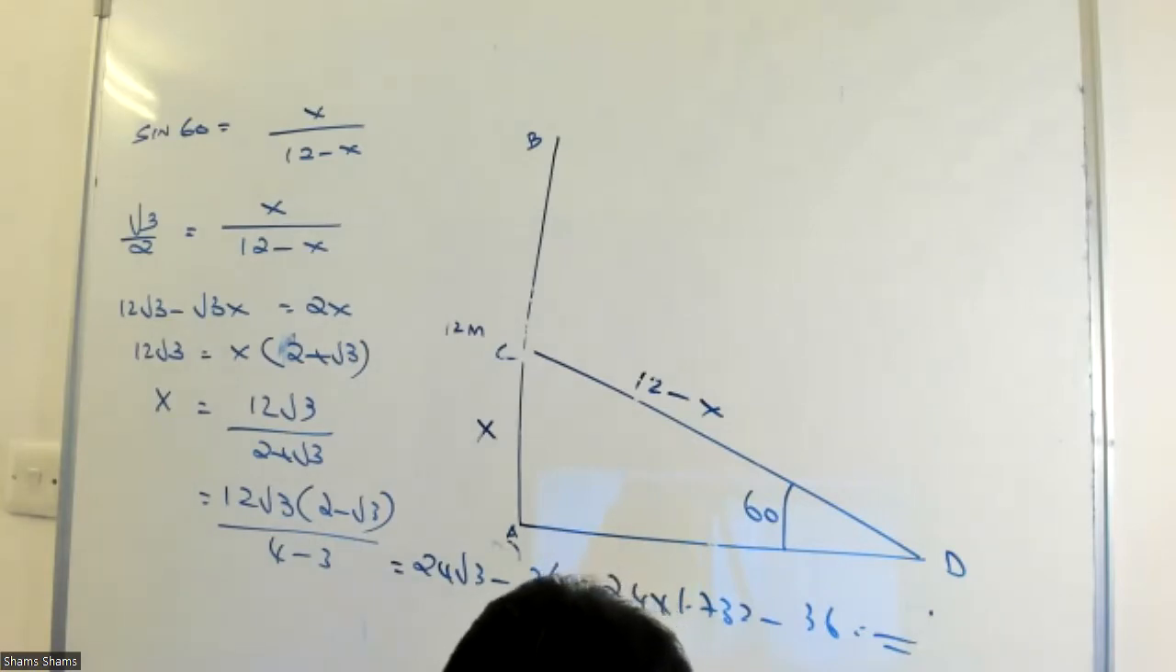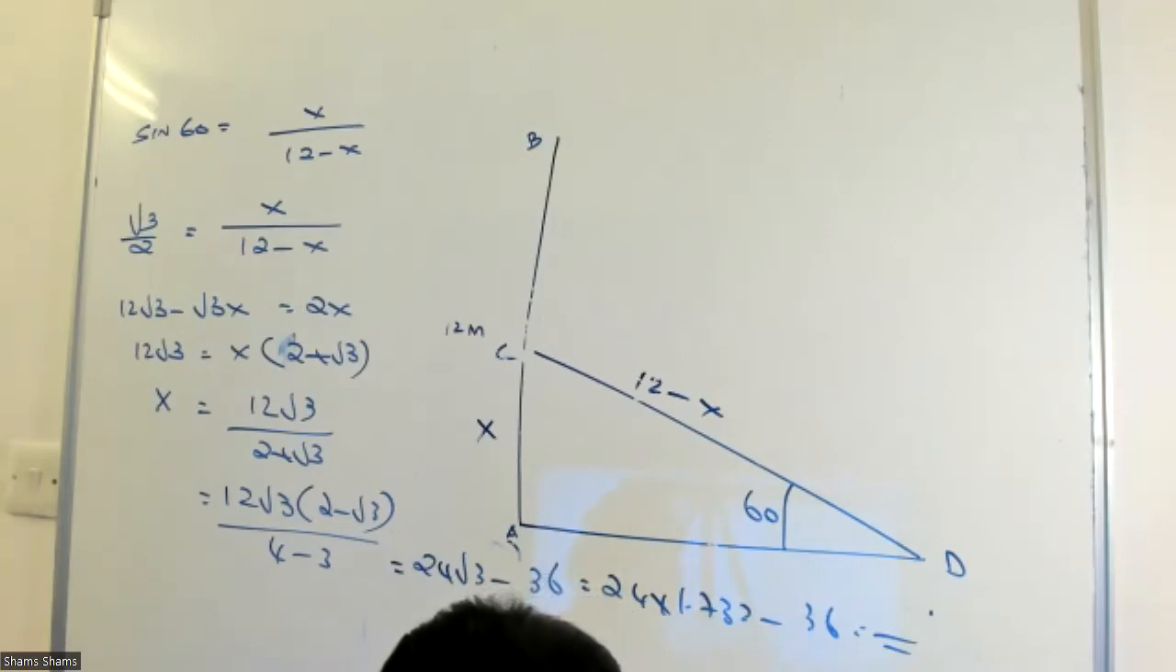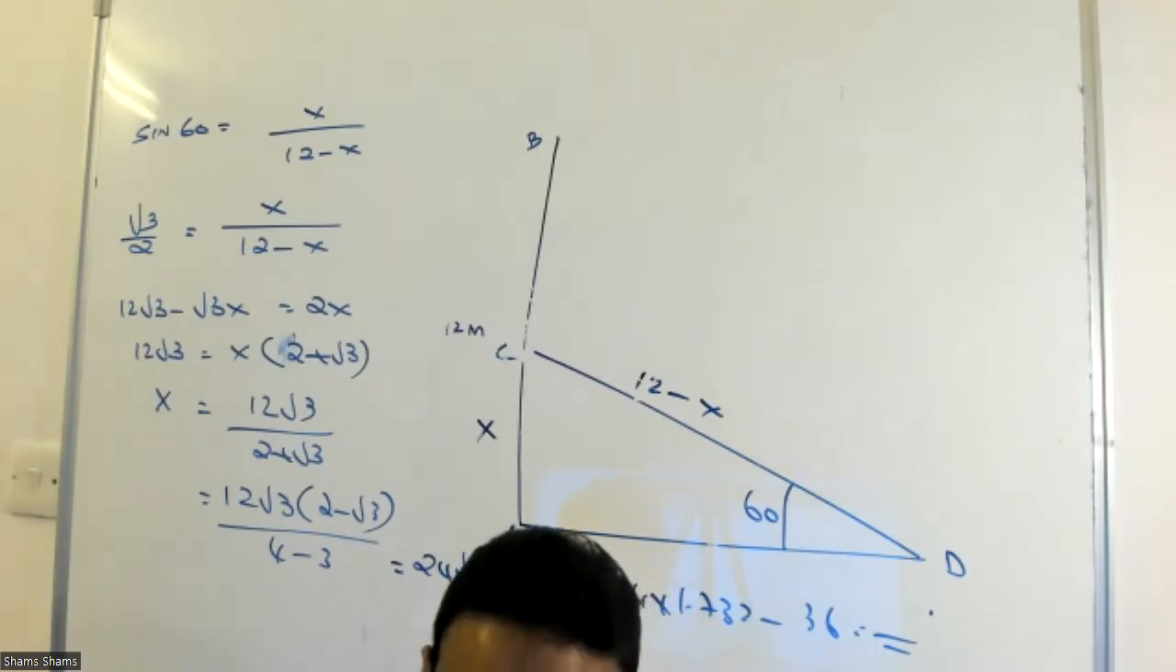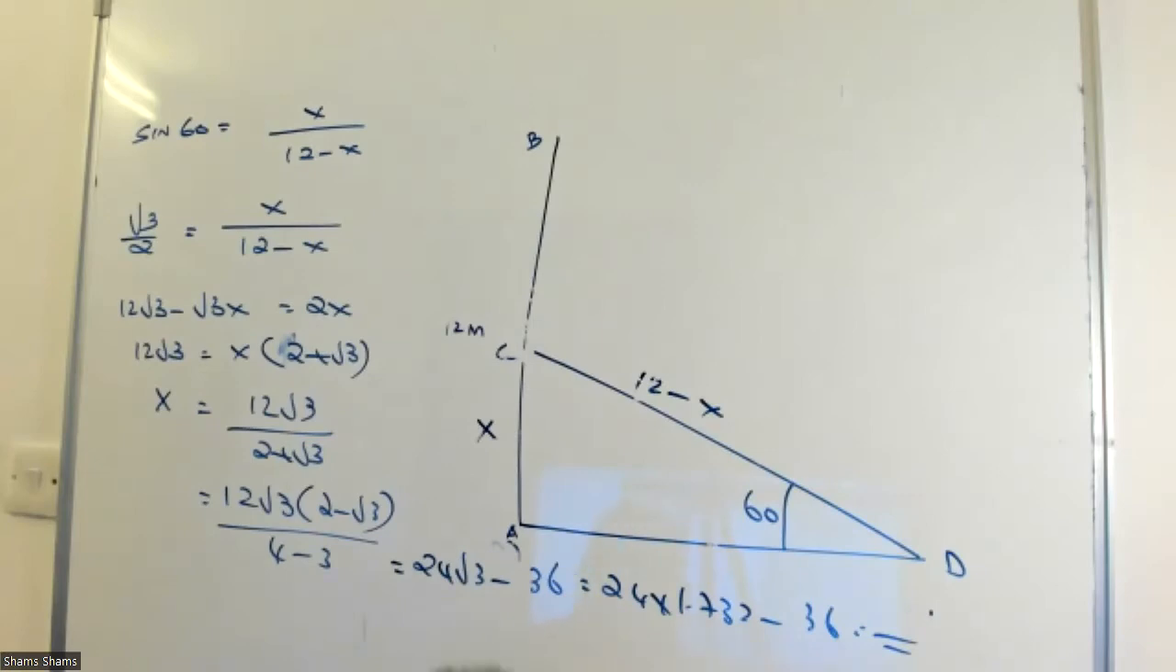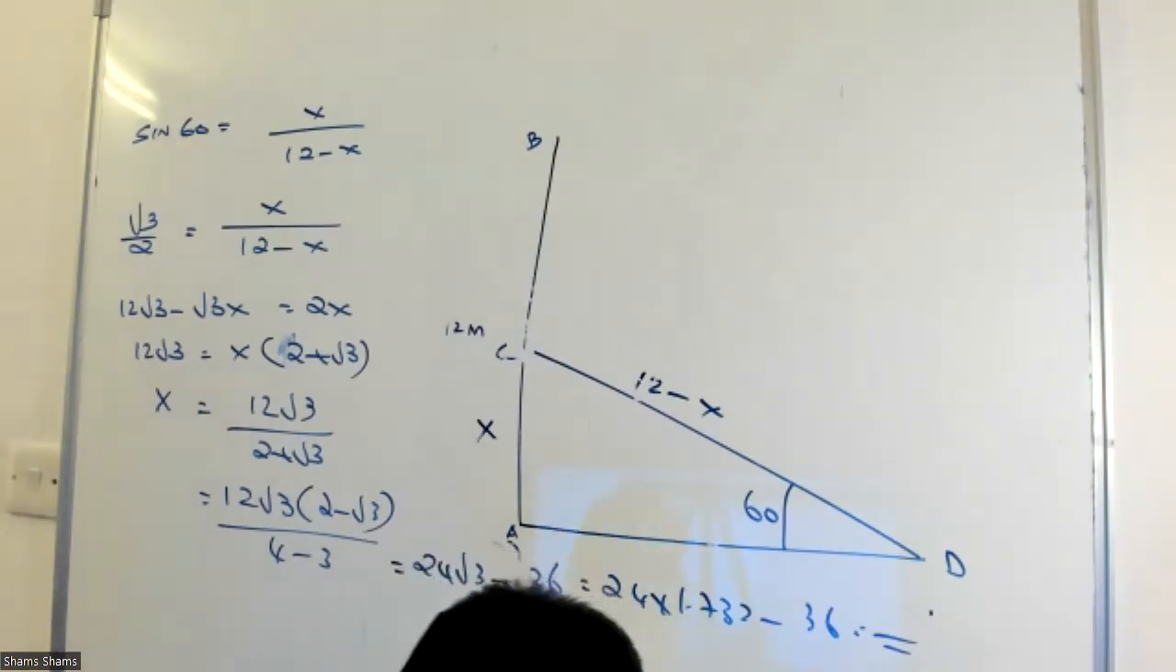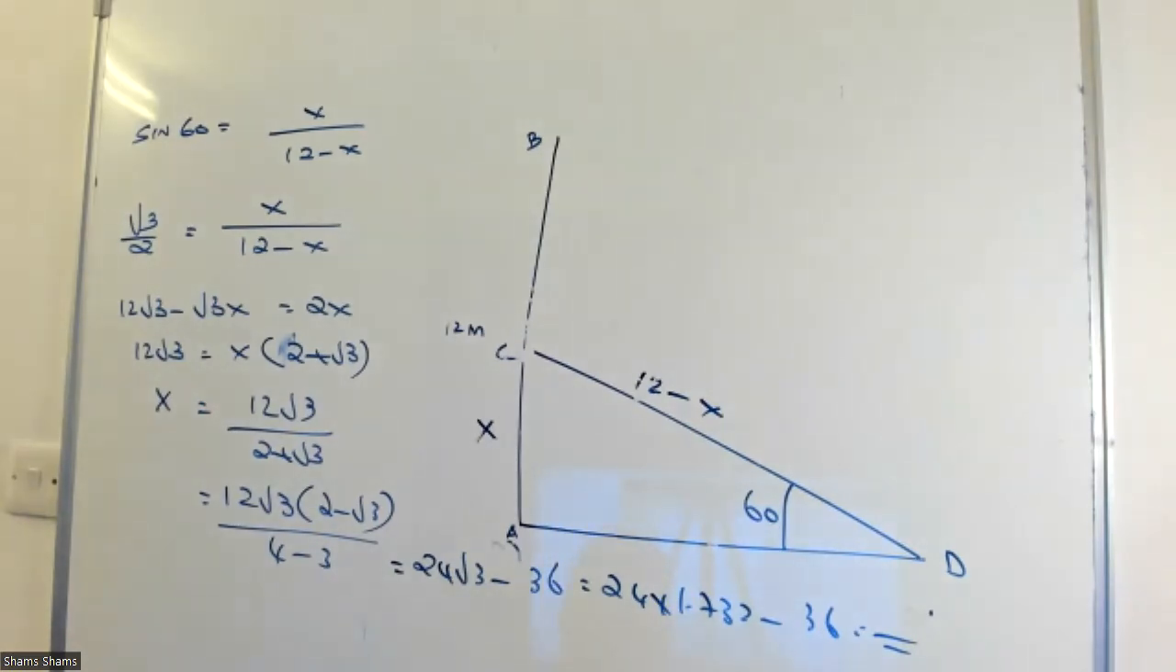Okay. Draw a correct figure and get the answer. The root 3 value you can take as 1.732. And type the answer. Okay.